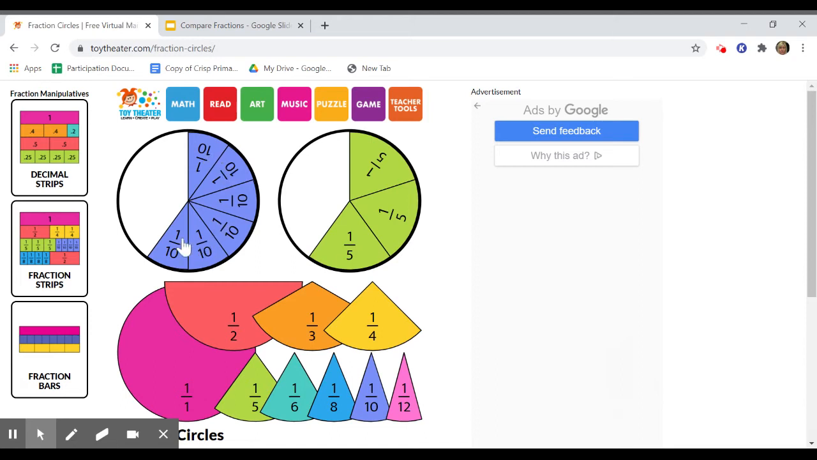So see how this works: if you put the tenths circle on top of the fifths, the 3/5 circle, they would be equivalent. 3/5 is equal to 6/10.